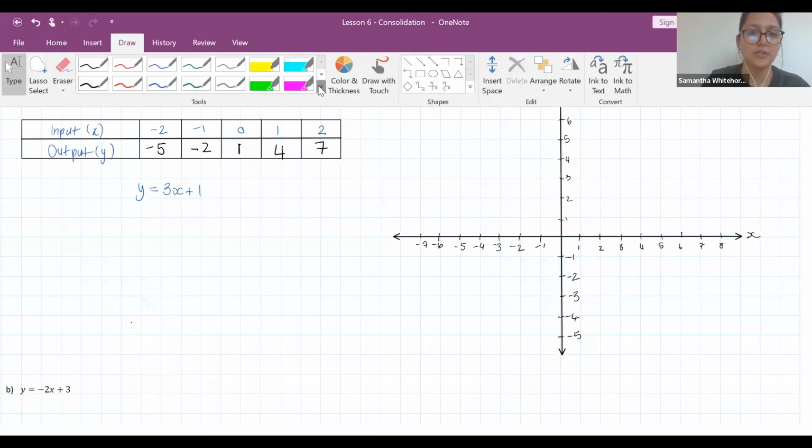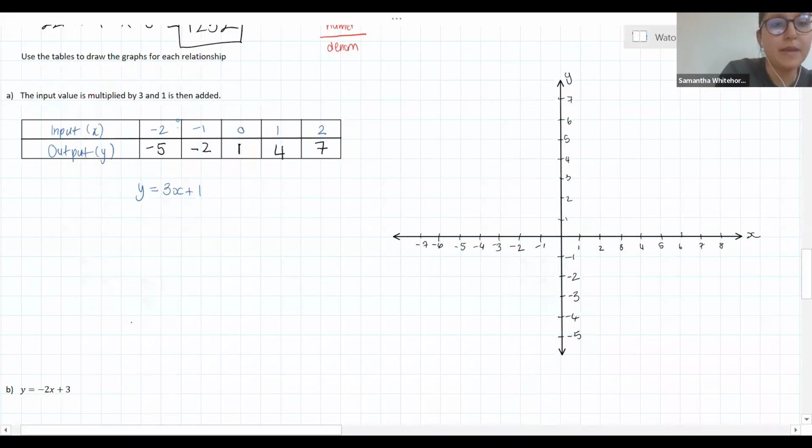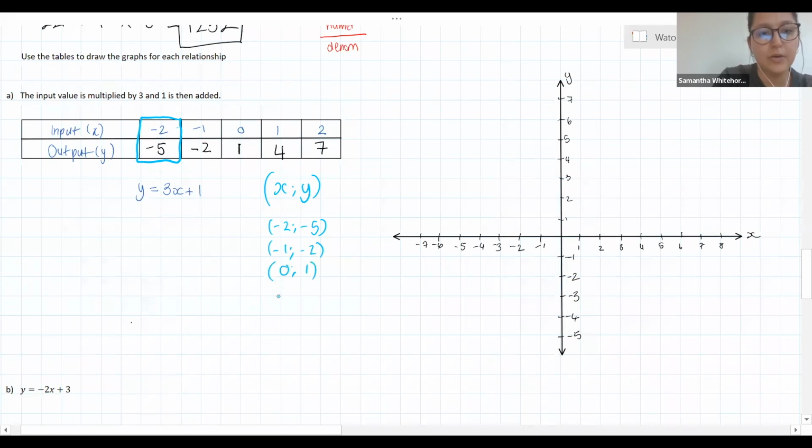Now you don't have to do this. I'm just going to do this so that we see what we're working with. Remember, because these are X and Y values, if we pair them up, what we have is a coordinate, and we know coordinates are X, Y. So if I list my coordinates, I've got -2, -5, -1, -2, 0, 1, 1, 4, and 2, 7. And so what I've got is X values and Y values that I can now plot on my Cartesian plane.